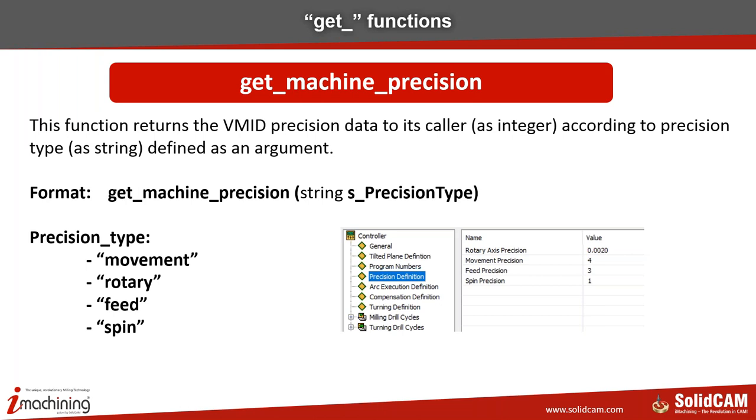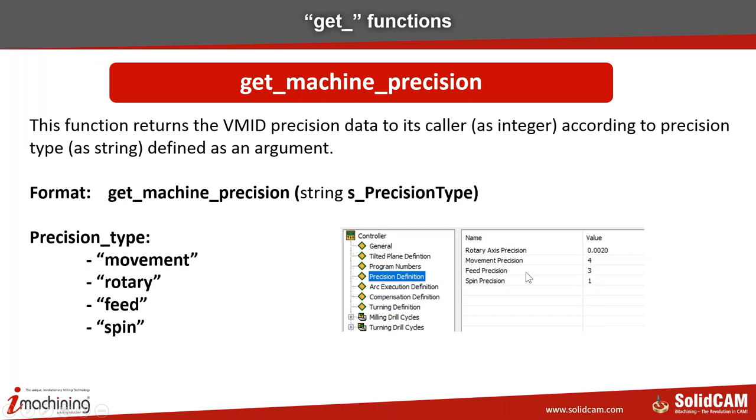Then we have the get machine precision. This is a very, very important and nice function. Basically, the format is just like get machine precision. You put it as a string here, and then you put the precision type. For the precision type, you must type whether it is movement, rotary, feed, or spin, and it will return the value of the movement precision.